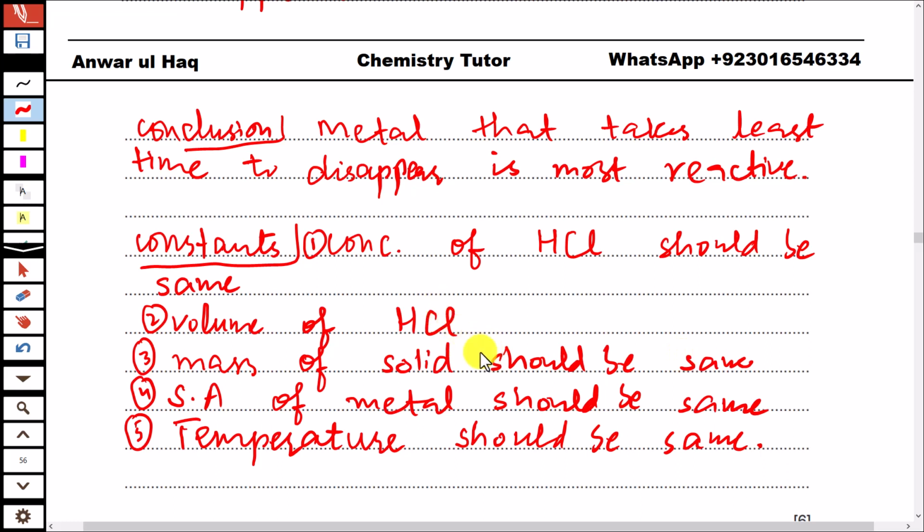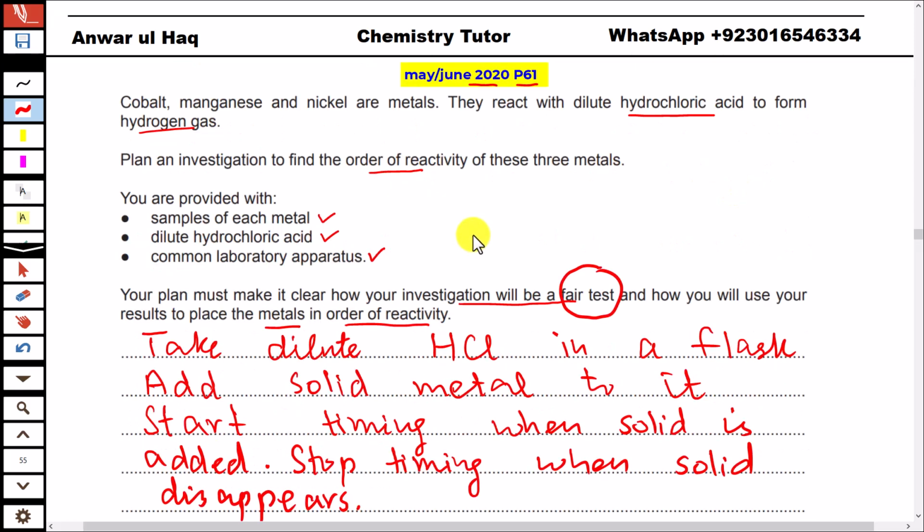So this is how this experiment can be planned, and the metal that takes least time to disappear after keeping these factors constant is most reactive. This is one way of estimating the rate of reaction. But there is another way of estimating the rate of reaction, and that involves collecting gas that is produced in this reaction. For that purpose, we may use any of the two ways.